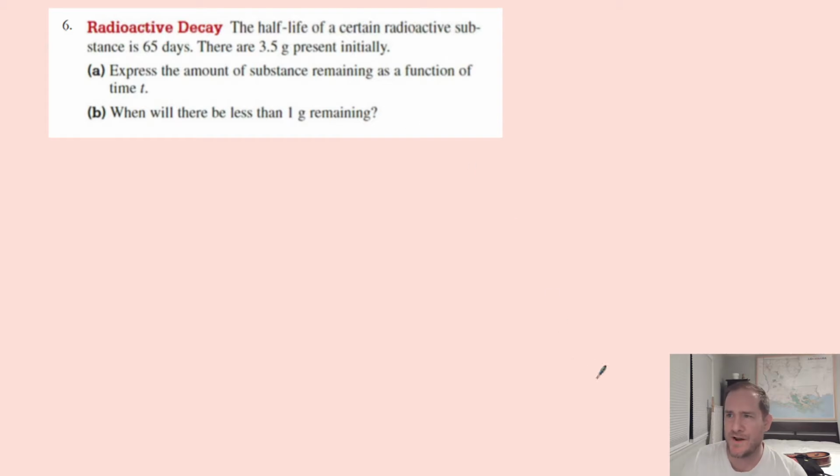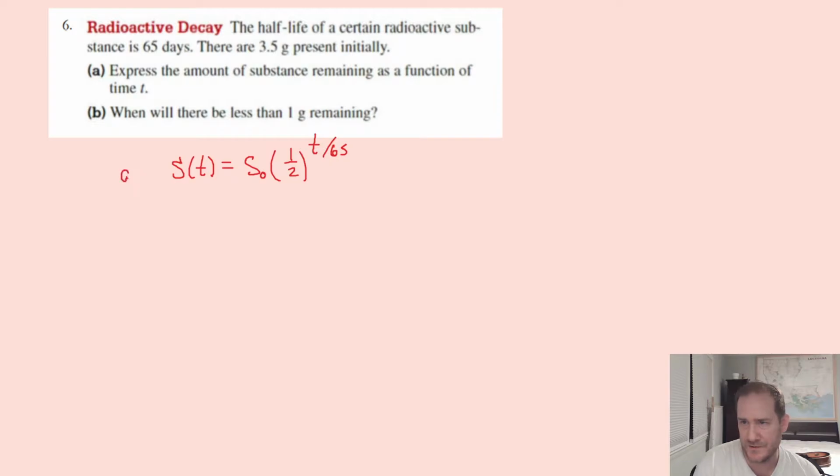To the next one, a radioactive decay problem. This time you're given the half-life. It says the half-life of a certain radioactive substance is 65 days, and there are 3.5 grams present initially. So express the amount of substance remaining as a function of time. Fine, we can do that. If they're saying substance, then sure, we'll say S of t. It's going to equal the initial amount of substance, which will be S sub 0, times a base of 1/2 to the power of time. But we have to divide that time by our half-life, so 65. So there's your model. That's part A.